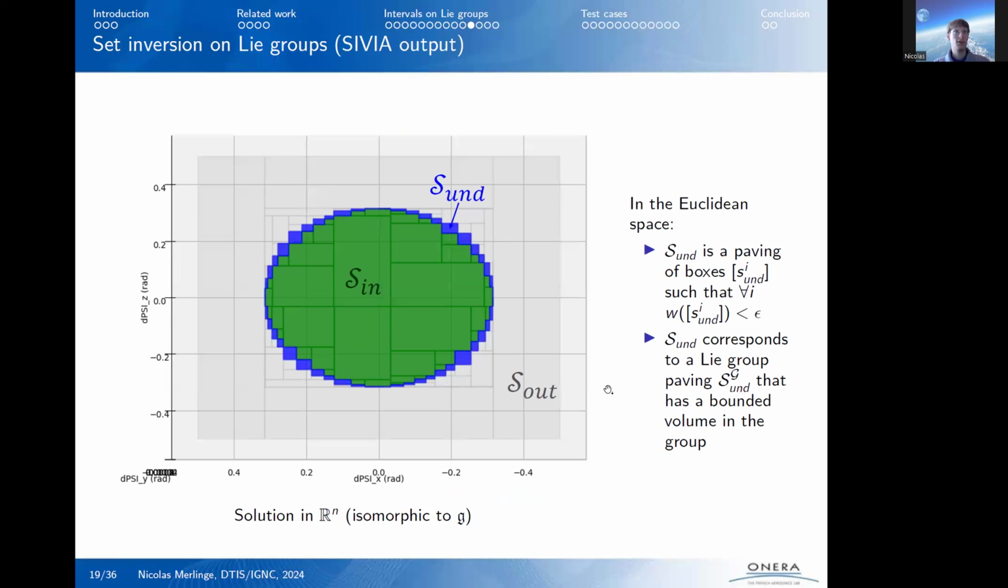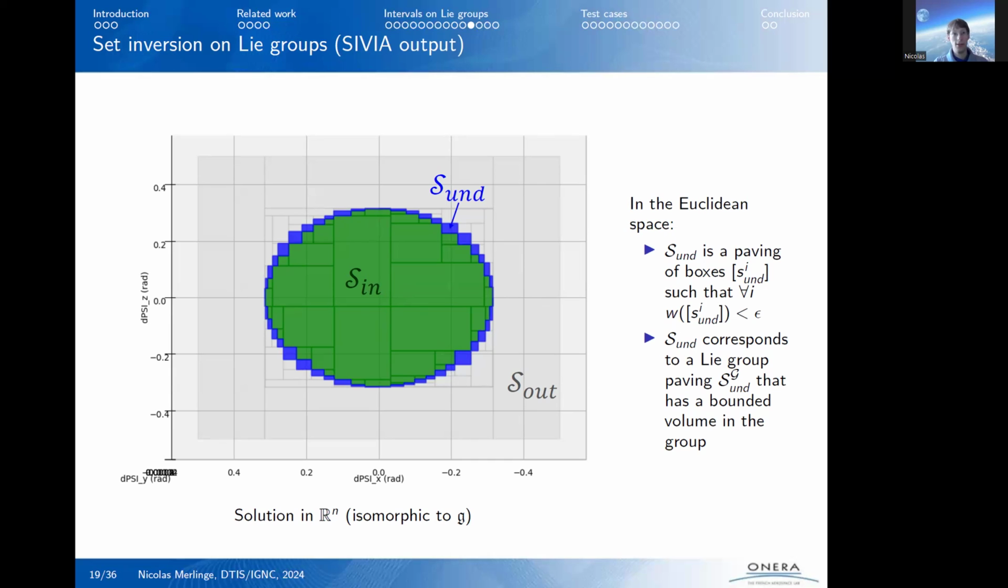So basically, the SIVIA method is well known, but I would just recall here that it outputs three subpavings. The internal subpaving that is guaranteed to contain all solutions, the outer subpaving that is guaranteed to not contain any solution, and the undetermined subpaving, in blue here, that may contain solutions, and for example, it can contain the boundary of the solution set.